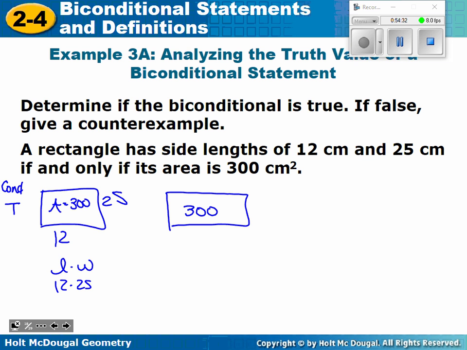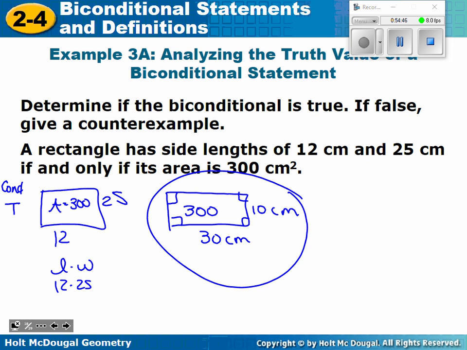If a rectangle has an area of 300, do its side lengths have to be 12 and 25? No. What would be a counterexample? 10 and 30. So you could write and draw yourself a picture of a rectangle with side lengths of 10 and 30 centimeters, circle it. It is false, and this is your counterexample. Your counterexample, remember, can be a picture, a number, or a statement. Okay.